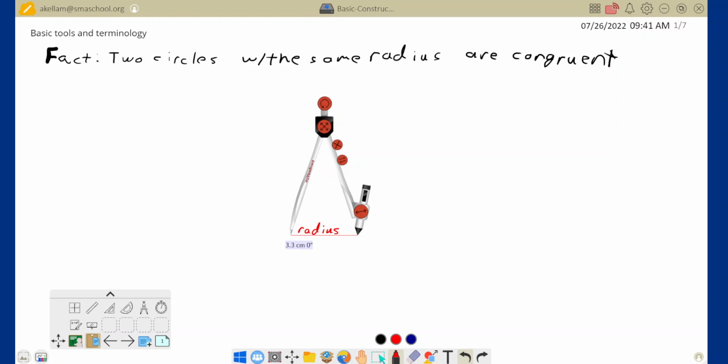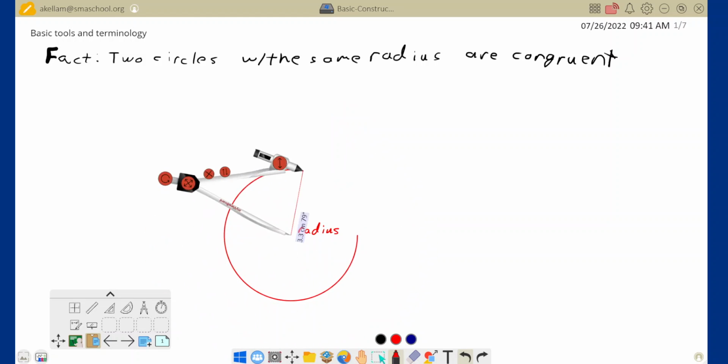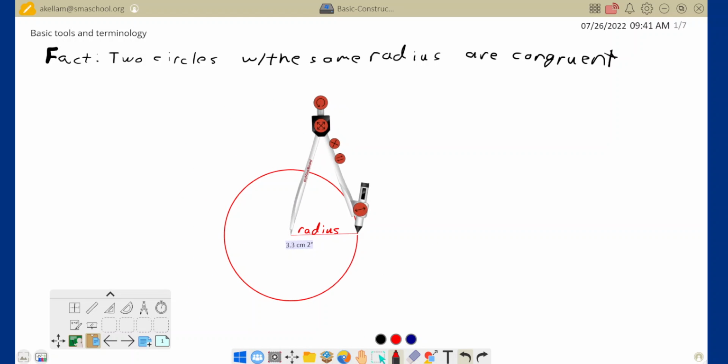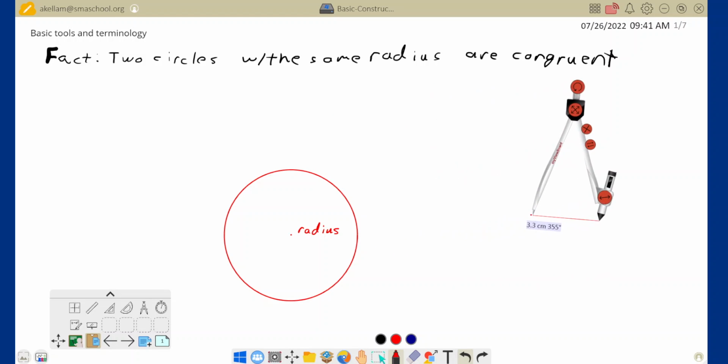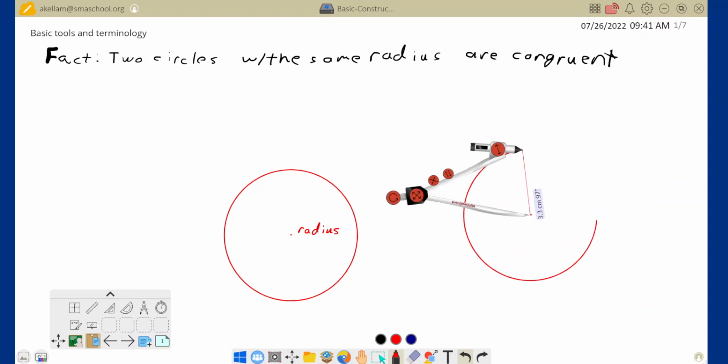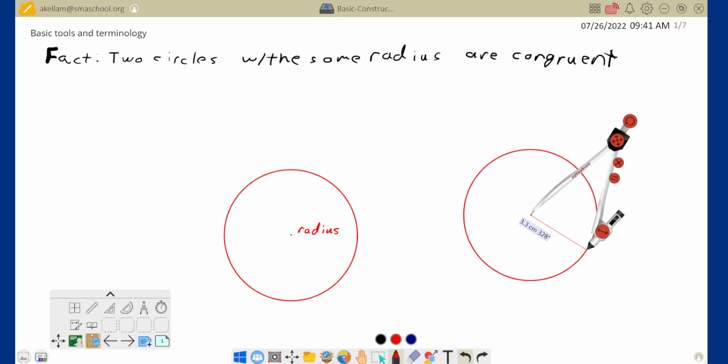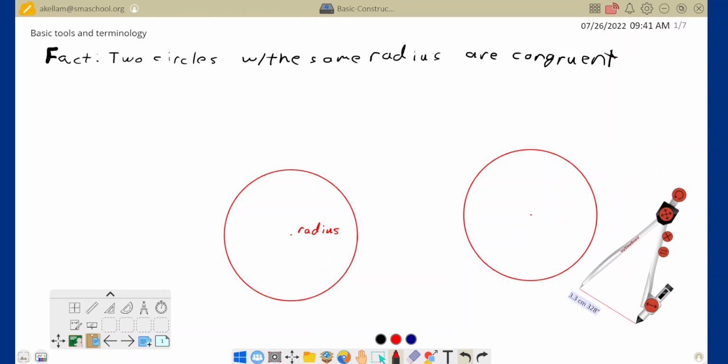And if I use this to draw a circle at a specific center, and then I move this to a different center without changing the radius and draw a circle, I know that these two circles are congruent because they have the same radius.